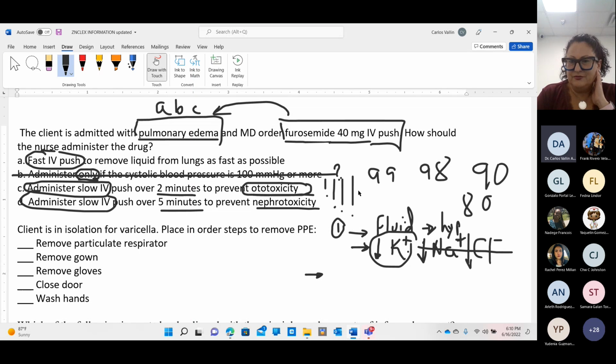So now, a drug so potent that has so much influence, is it better to give fast or slow? What is your logic? Slow. And the main reason to give it slow should be ototoxicity or nephrotoxicity? Ototoxicity.